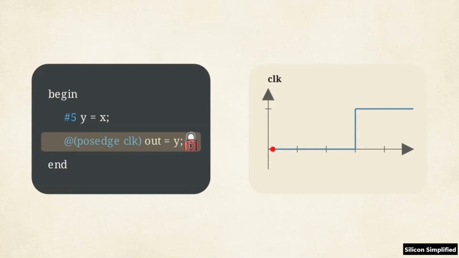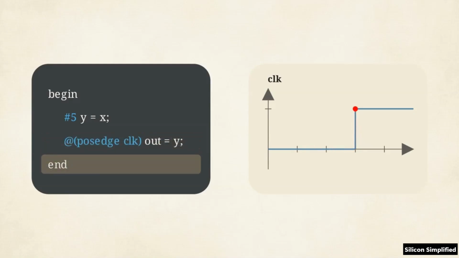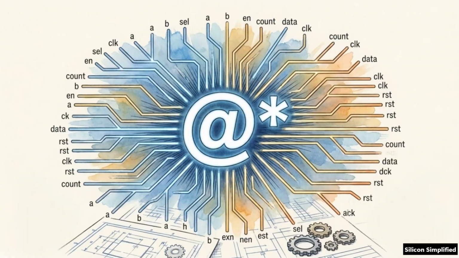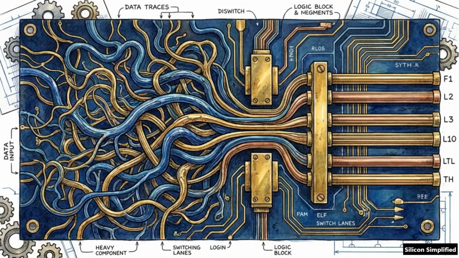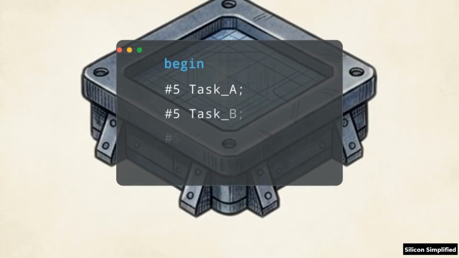Event control, represented by the @ symbol, suspends execution until a physical change occurs in a targeted variable, like waiting for the positive edge of a clock cycle. To prevent accidental omissions, the implicit event expression automatically senses changes in any variable read within the block. Once past these timing barriers, we must organize the actual lines of code. We use block statements, grouping mechanisms that dictate how multiple operations interact. The sequential block uses begin and end. Inside, statements execute strictly top to bottom.